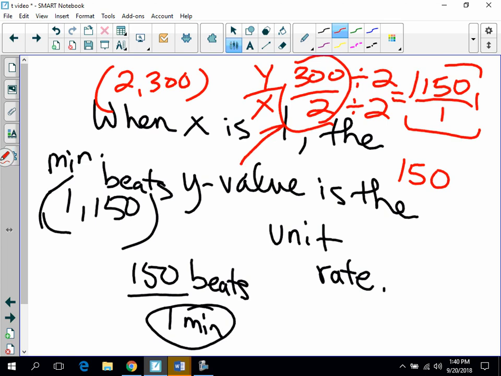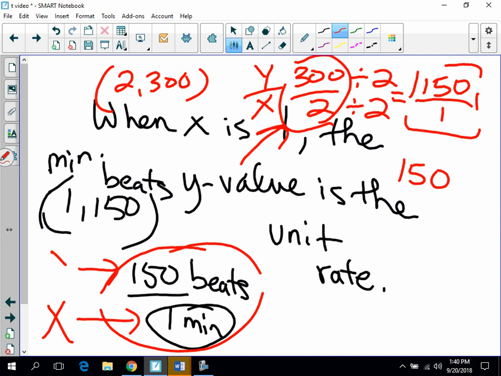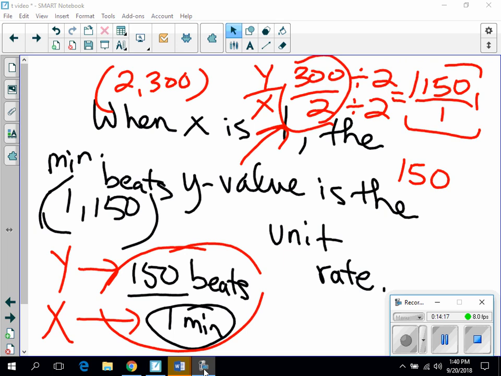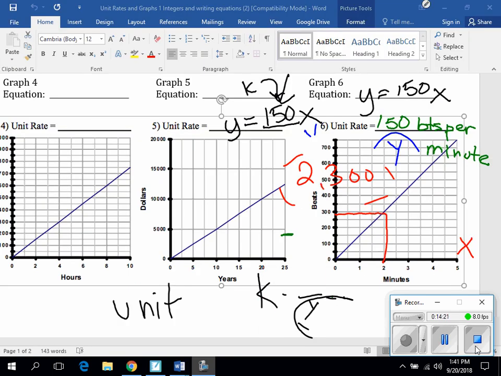But if you look at this example, I had to simplify. I had to actually take 300 and divide it by 2. If you look at this example, it's special because you don't have to simplify. You already know that 150 divided by 1 is going to be 150. So when the x is 1, you already know that the y value is going to be the unit rate. The unit rate here is going to be 150. So that's sort of a trick of the trade, is that if you can look at the graph and you see that 1 perfectly lines up with a number, you'll know right away what the unit rate is. So 1 goes with 150, I would know right away what the unit rate is.